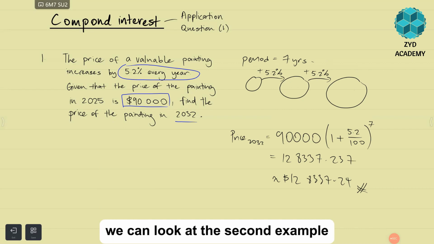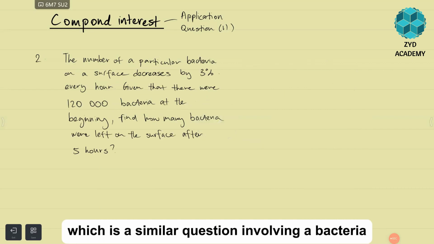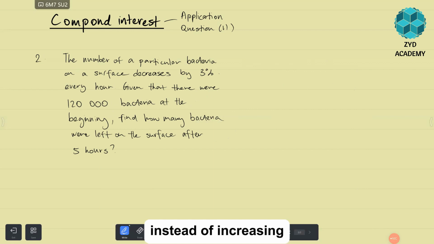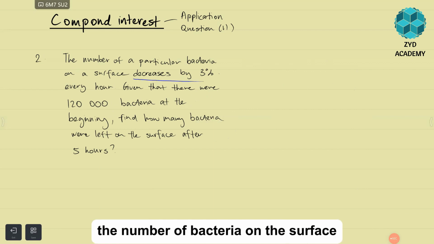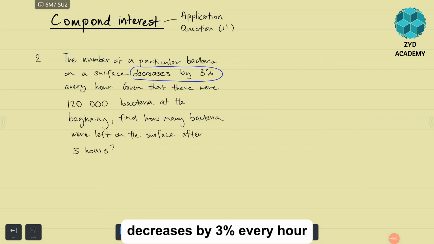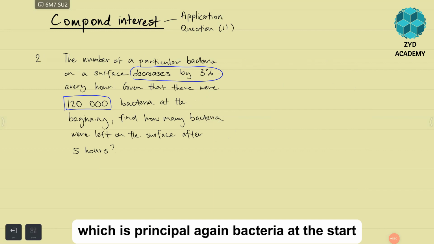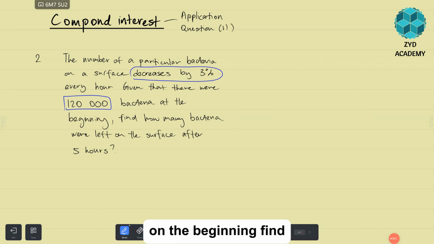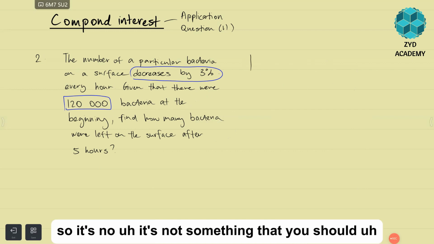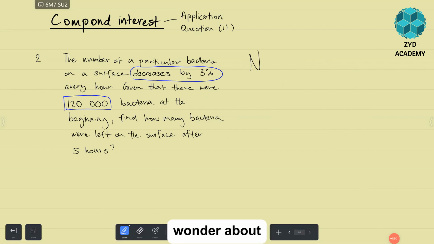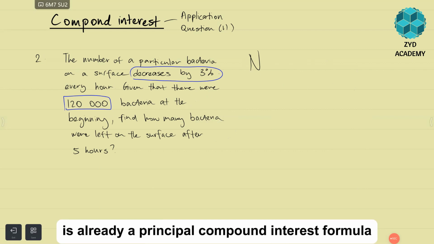We can look at the second example, which is a similar question involving bacteria. Instead of increasing, the number of particular bacteria on the surface decreases by 3% every hour. Given that there were 120,000, which is the principal again, bacteria at the start, find how many bacteria were left on the surface after 5 hours. So it's not something that you should wonder about. It's already a principal compound interest formula.